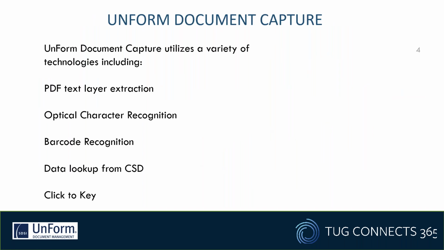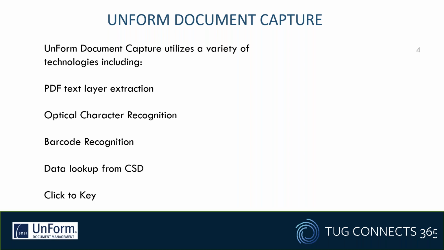Our image manager document capture solution uses a variety of technologies to try to make life as easy as possible for you when you're trying to get documents pushed into IDM. One of the capabilities is the ability to read text off of PDF. So if you have a PDF that has a text layer, we can just pull that text off of the document, and we can get that text accurately 100% of the time. We do have optical character recognition, so if the PDF text layer isn't detected, we'll run it through an OCR engine to get the data off of there.